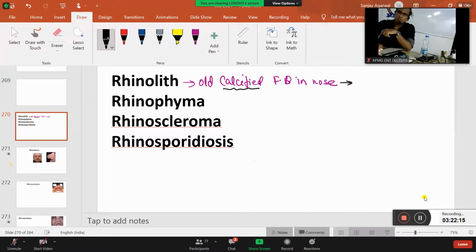And how does a foreign body in the nose present? It is always unilateral. This is very important. Always unilateral. Foul smell from the nose, plus or minus bleeding. So unilateral foul smell plus or minus bleeding from the nose is the most common presentation of rhino lake. And again, it's a clinical diagnosis, and all you have to do is remove the foreign body.